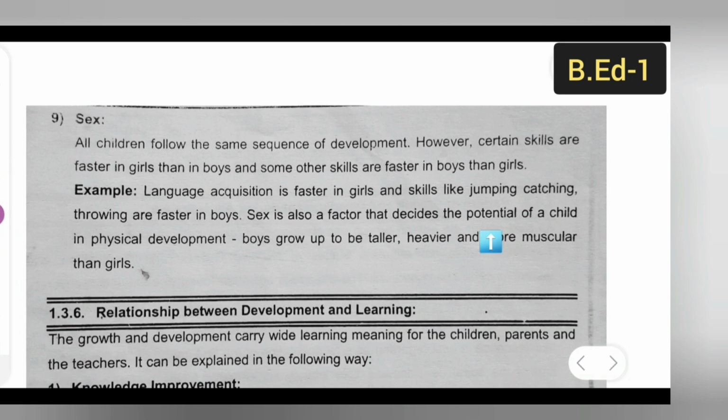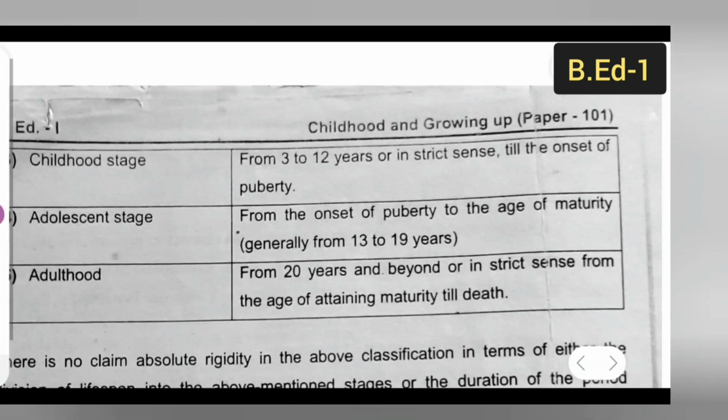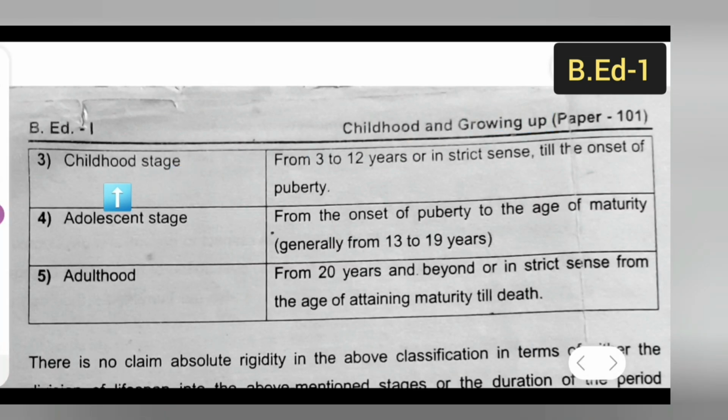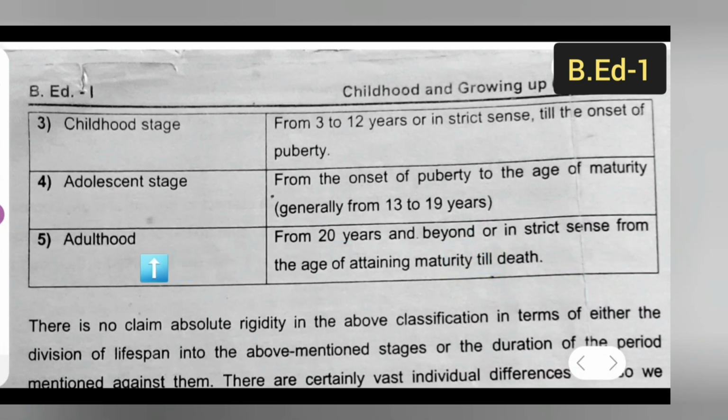Next is the childhood stage, from 3 to 12 years or, in the strict sense, till the onset of puberty. Adolescent stage, from the onset of puberty to the age of maturity, generally from 13 to 19. Adulthood, from 20 years and beyond or, in the strict sense, from the age of attaining maturity till death.